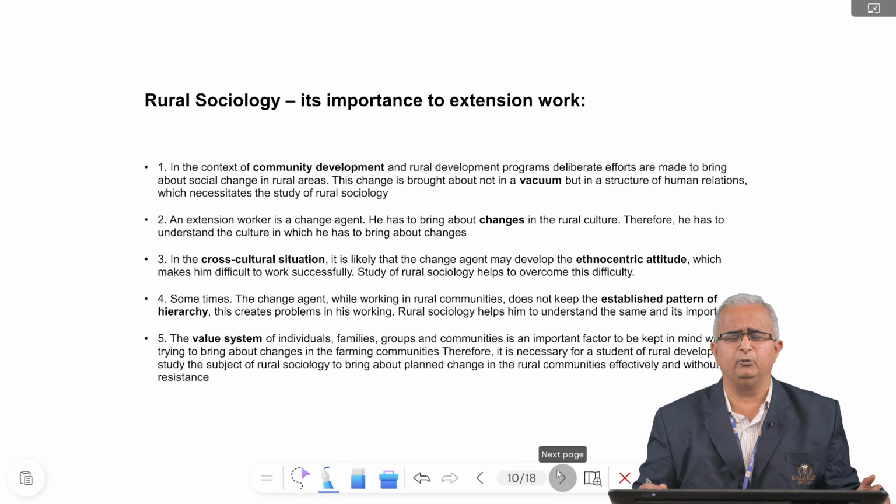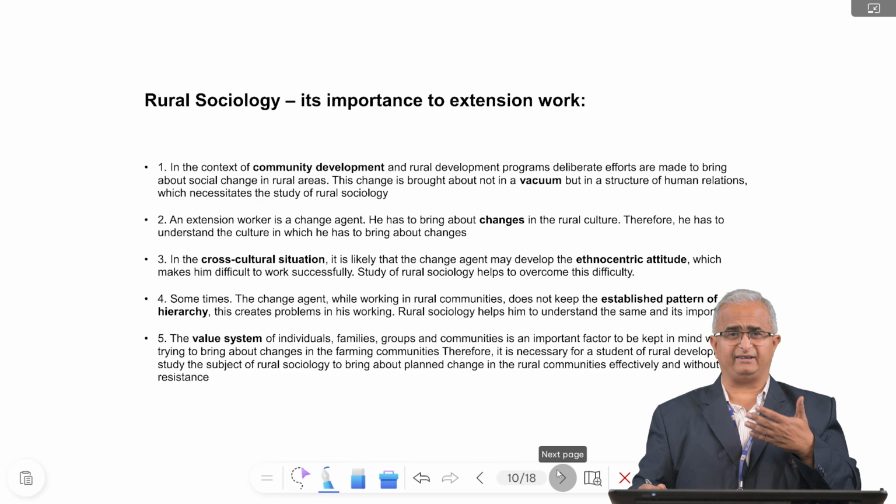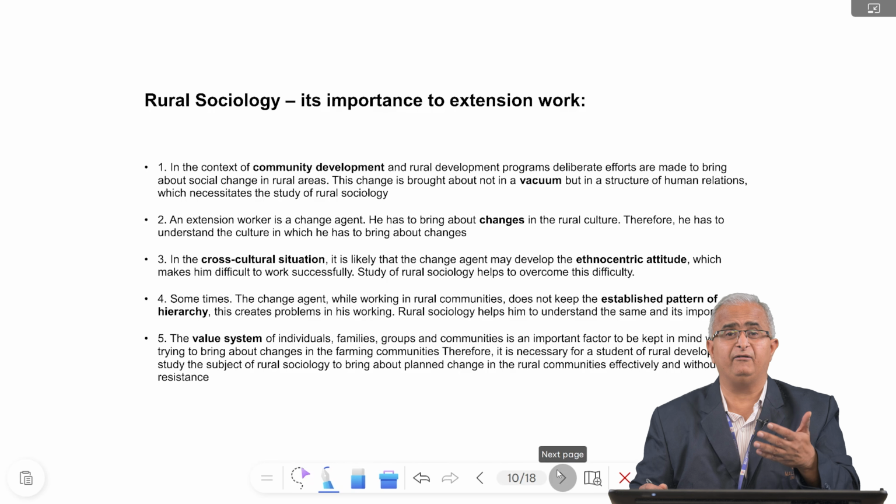and mingle with the farming communities, they have an established pattern of hierarchy. And being an extension worker, being a change agent, whenever you are interacting with the farmers, whenever you are going to the villages, you should be in a position to change them. We want to bring about change in their behavior. We want to modify their behavior.